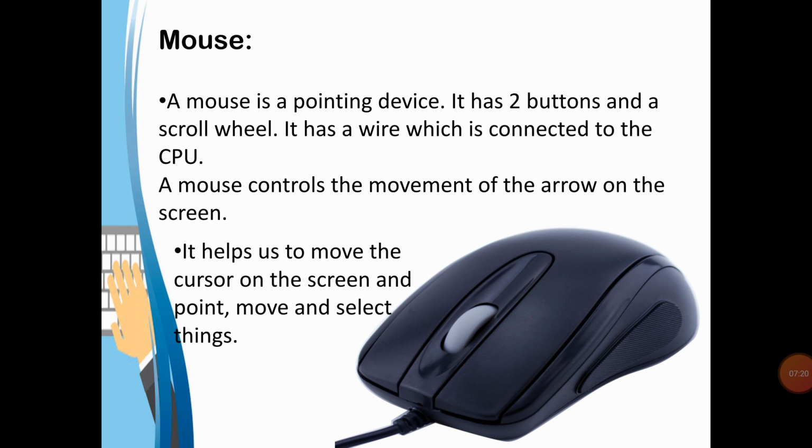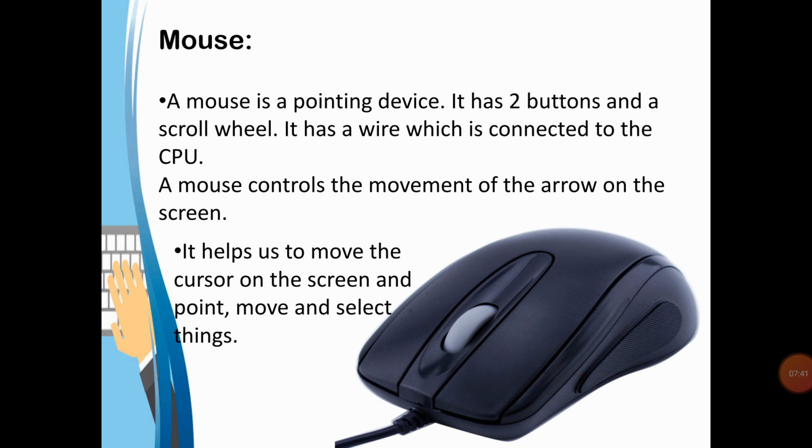Mouse. The fourth main part of a computer is the mouse. A mouse is a pointing device. It has two buttons and a scroll wheel in between. One button is the left mouse button, and the button on the right side is called the right mouse button, and there is a scrolling wheel in between.